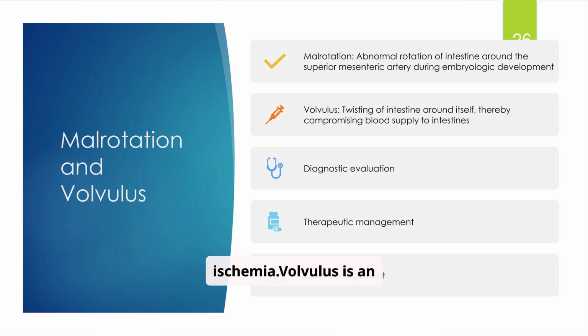Volvulus is an emergency. It can kill bowel tissue. Symptoms include bilious vomiting, green emesis, abdominal distension, and pain. Immediate surgery is needed to prevent necrosis. Nurses look for red flags and prep for surgical care.